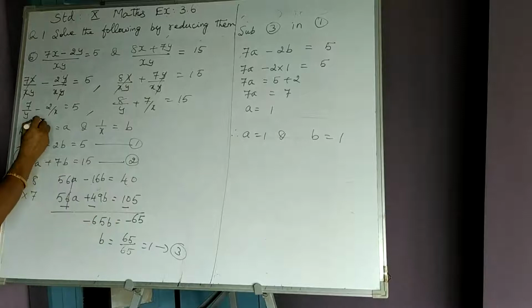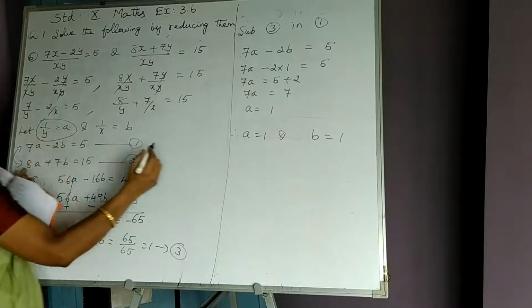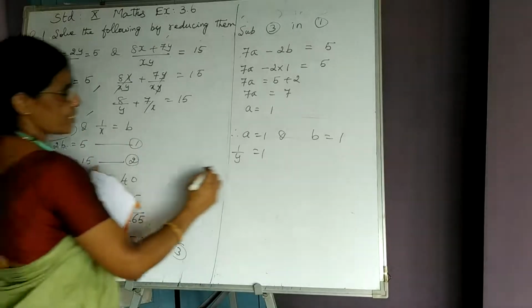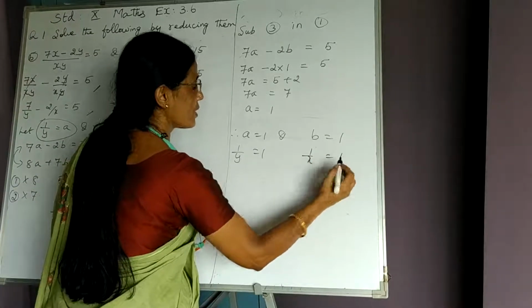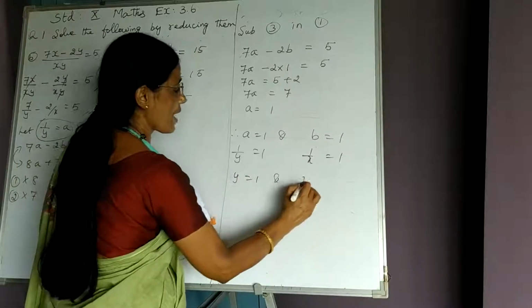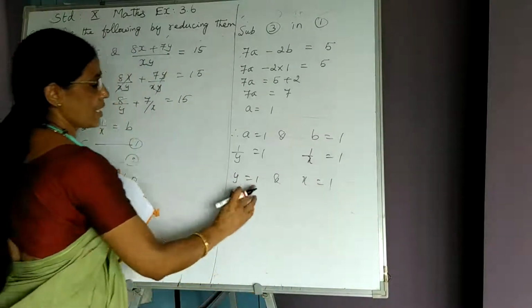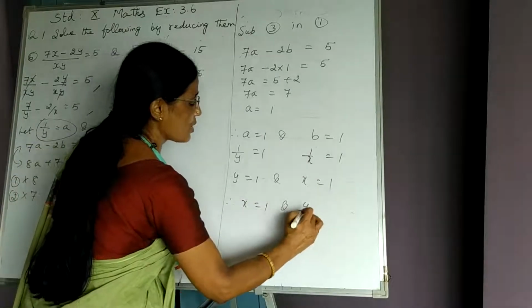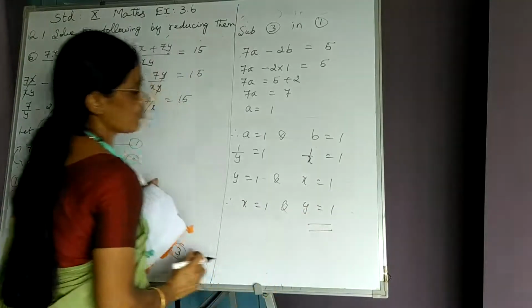What is the substitution we have taken for A? A is 1 upon y is equal to 1. And what is B we have taken? 1 upon x is equal to 1. Therefore, cross multiplying, we get y is equal to 1 and x is equal to 1. I like to write x value in the first place. Therefore, the solution is x equal to 1 and y is equal to 1.